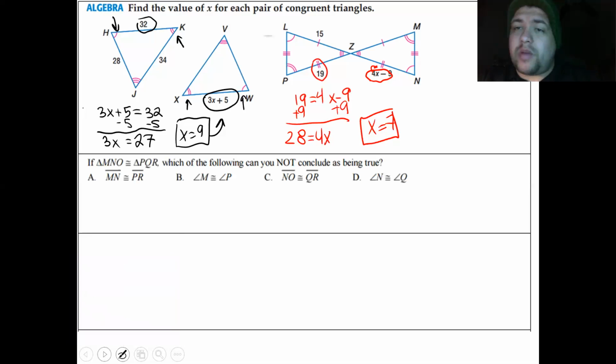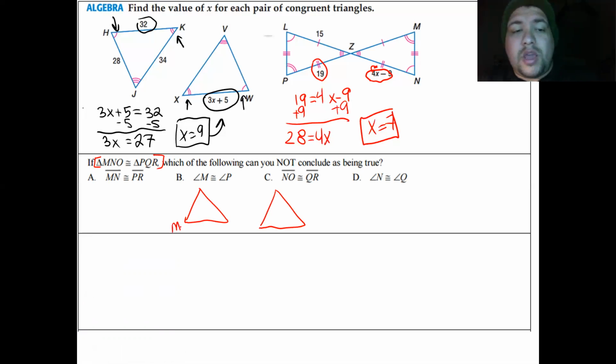The next problem is somewhat trickier, but I'm hoping you are able to see it. It's giving us 2 parts that are congruent, so it's telling us that these triangles are congruent. The best advice I can give you is to actually draw out 2 triangles. I know it might seem weird, but just draw them out. It will help you visually see it, and you'll be able to solve.